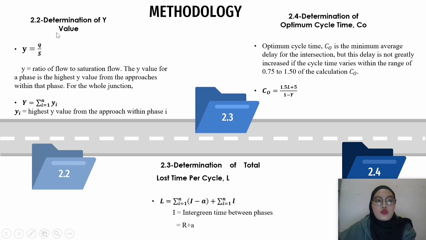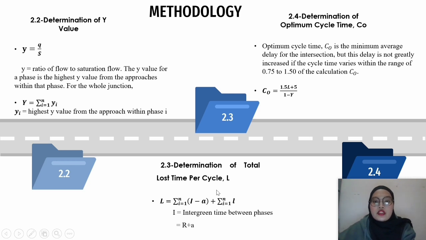For 2.2 determination of Y value, we determine the Y value, which is the ratio of flow to saturation flow. The Y value for the phase is the highest Y value for the approach within the phase for the whole junction. So we need to use the formula to get Y, and then we use these formulas to find yi, which is the highest y value for the approach within phase i.